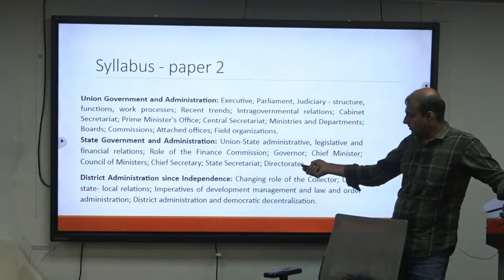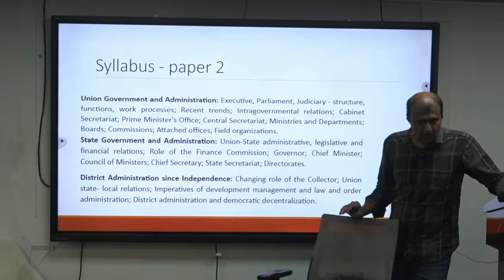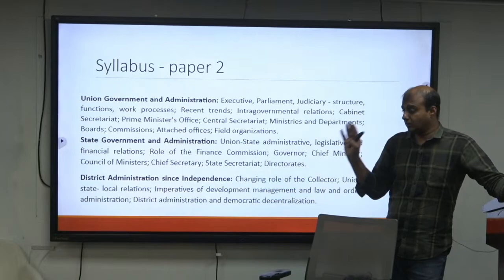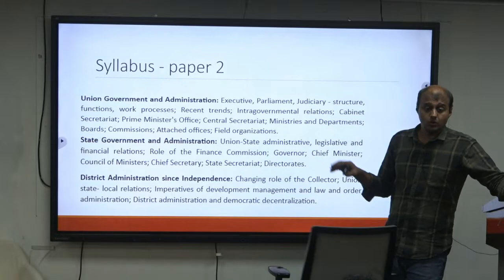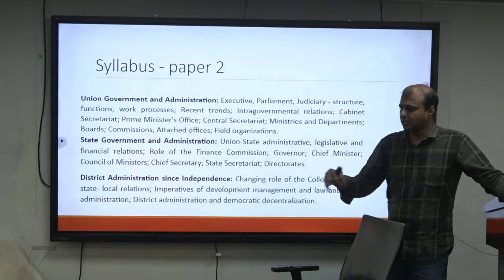Similarly, for example, this one, obviously I don't have to explain, look at it, district administration since independence. In simple terms, the role of the DC. How did the concept of district collector emerge? It started way back. In fact, if you can recall, it started in 1772. You might have heard of a person called Lord Warren Hastings. Lord Warren Hastings started it in 1772. Gradually, over a period of time, it has gone through a lot of changes.